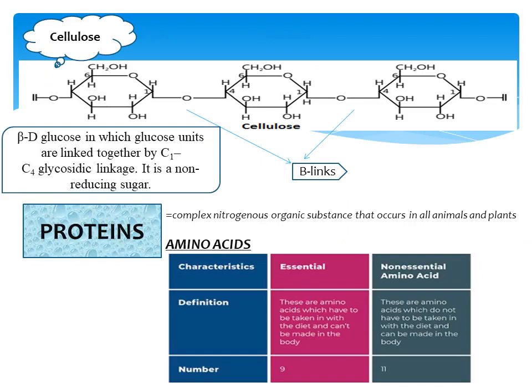The next important polysaccharide is cellulose. It is exclusively found in the plants only. It is a straight chain polysaccharide composed of beta-D-glucose units, which are joined by glycosidic linkage between the first carbon of one glucose unit and the fourth carbon of the next glucose unit.